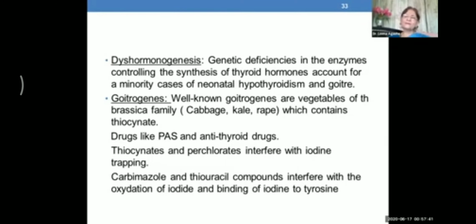Then there are a few substances which are called goitrogens. We know that the vegetables of the Brassica family, such as cabbage and kale, contain thiocyanate. Then drugs like para-aminosalicylic acid and antithyroid drugs are again acting as goitrogens. Thiocyanates and perchlorates interfere with iodine trapping, which is the first step of thyroid hormone synthesis. Then carbimazole and thiouracil compounds interfere with the oxidation of iodide and binding of iodine to tyrosine.